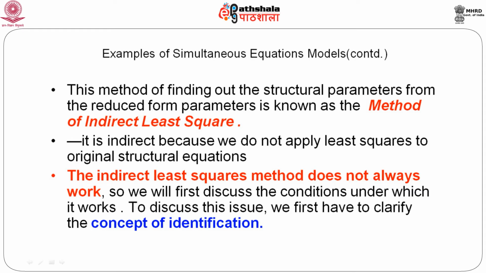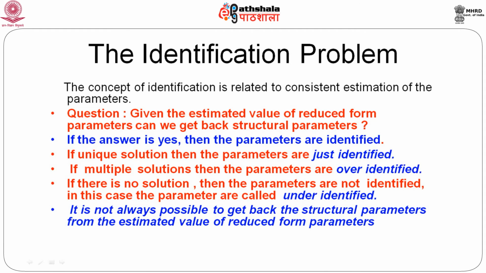It is called indirect least squares because we do not apply least squares to the original structural equation. The indirect least squares method, however, does not always work. So, we will first discuss the condition under which it works, and to discuss this issue, we first have to clarify the concept of identification. So, let me start with what we mean by the problem of identification.